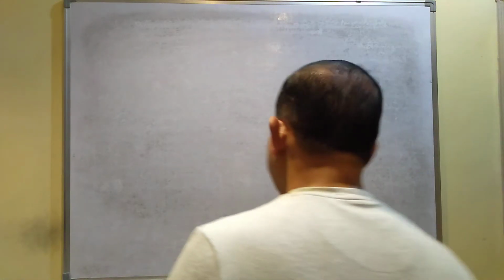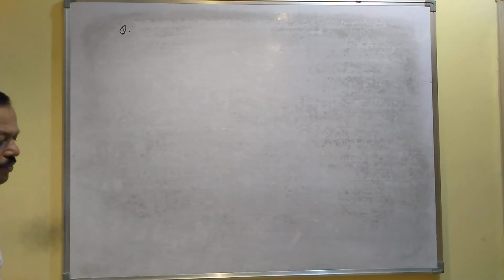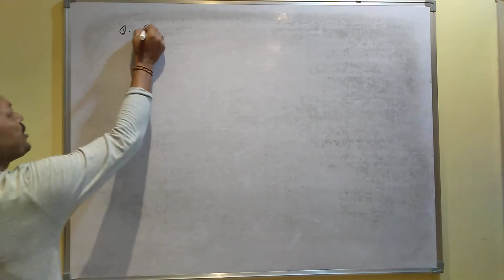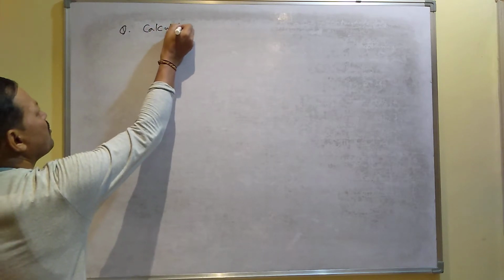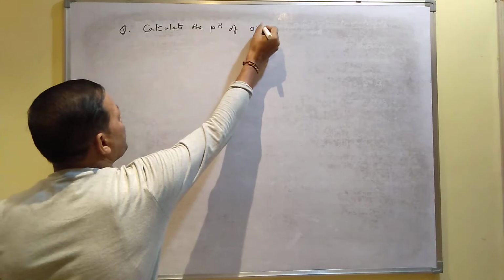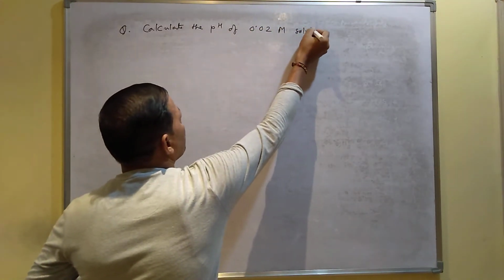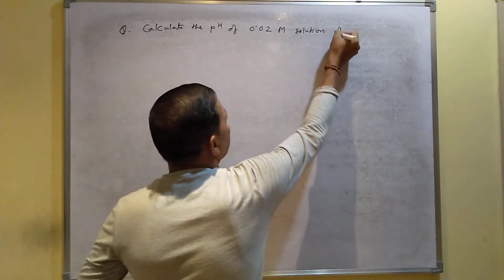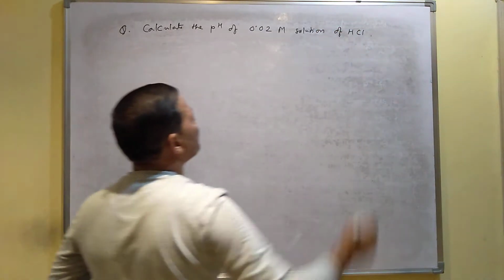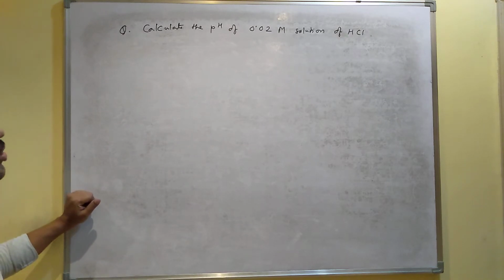Okay, now we will do some numerical based on pH. For example, this is one of the questions: Calculate the pH of 0.02 molar solution of HCl.